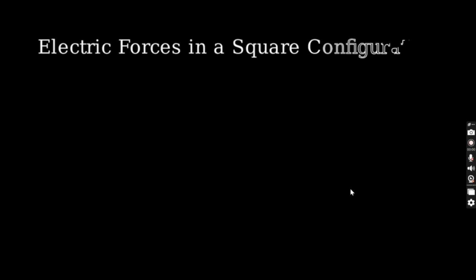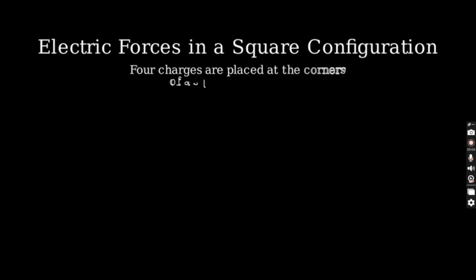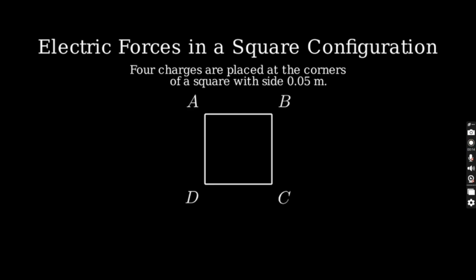Let's solve a problem involving electric forces between charges arranged in a square. We have 4 charges placed at the corners of a square with side length 0.05 meters. Let's draw our square and label the charges. Here's our square ABCD. At corner A, we have positive 10 nanocoulombs, at B negative 20 nanocoulombs, at C negative 10 nanocoulombs, and at D positive 20 nanocoulombs.